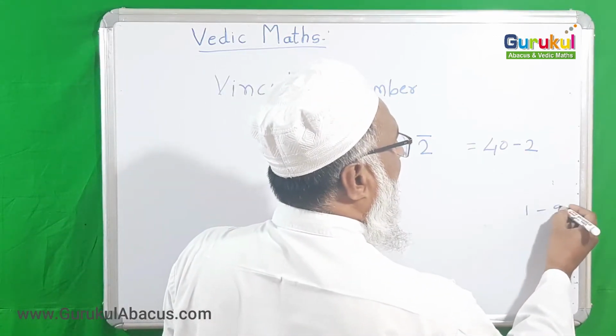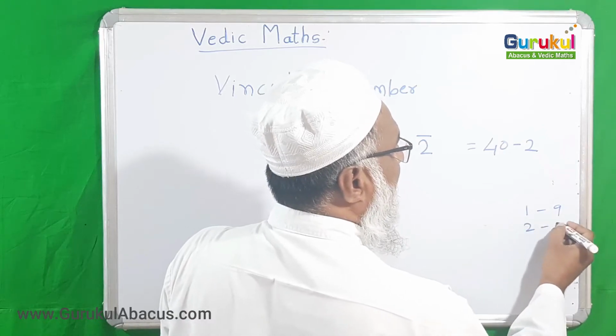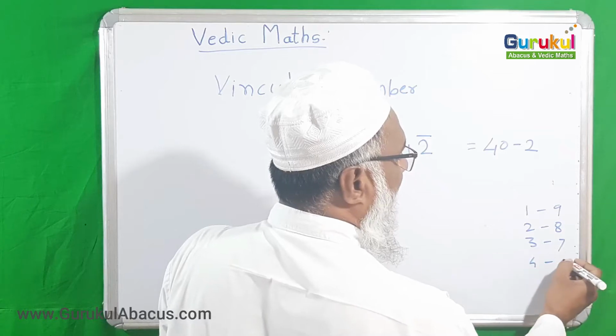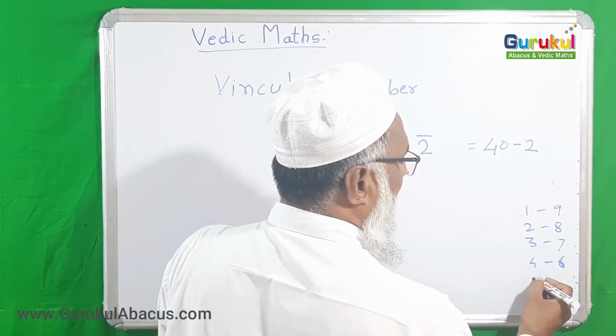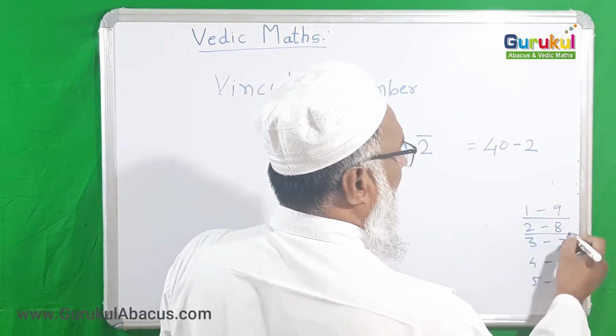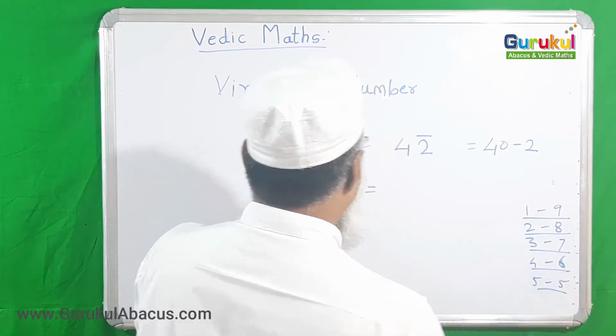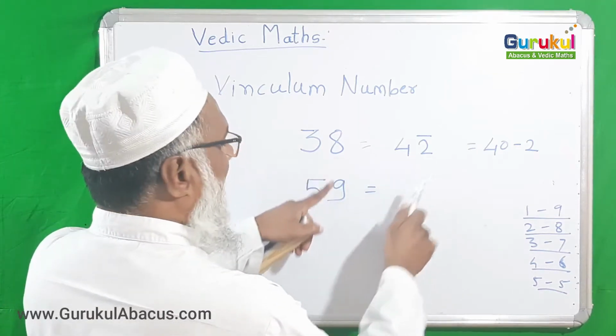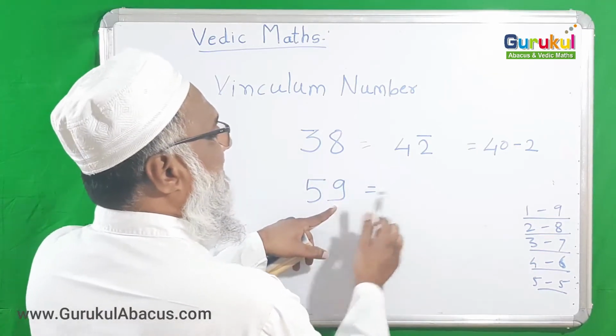Complement of 1 is 9. Complement of 2 is 8. Complement of 3 is 7. Complement of 4 is 6. And complement of 5 is 5. Those are the pairs of complements. They are complements of each other. Here, in this way, the complement of 8 was 2. Like that, here the complement of 9 is 1.